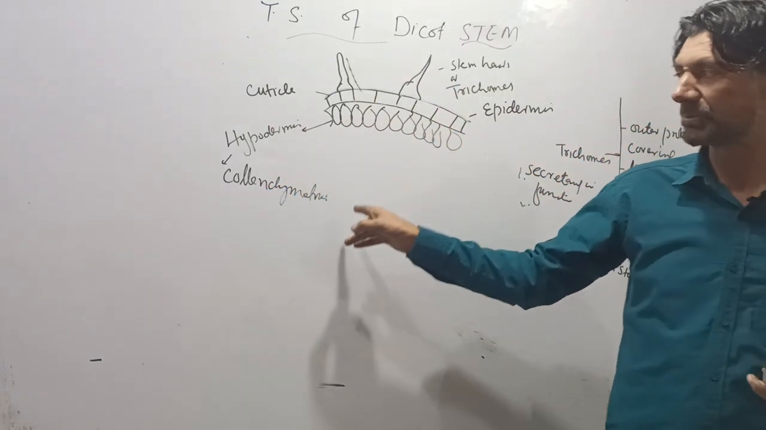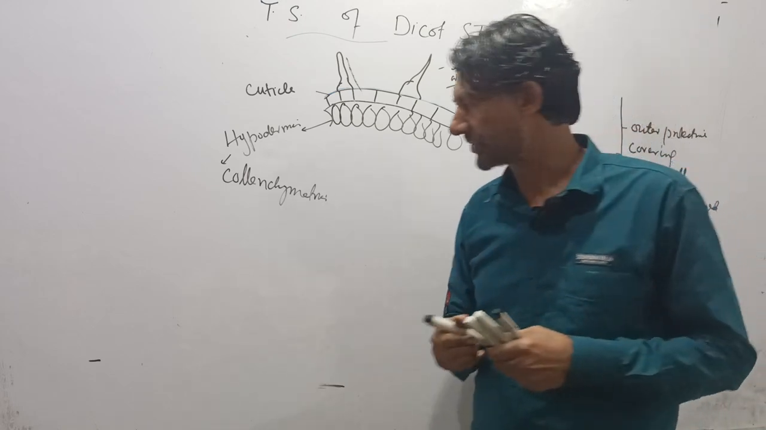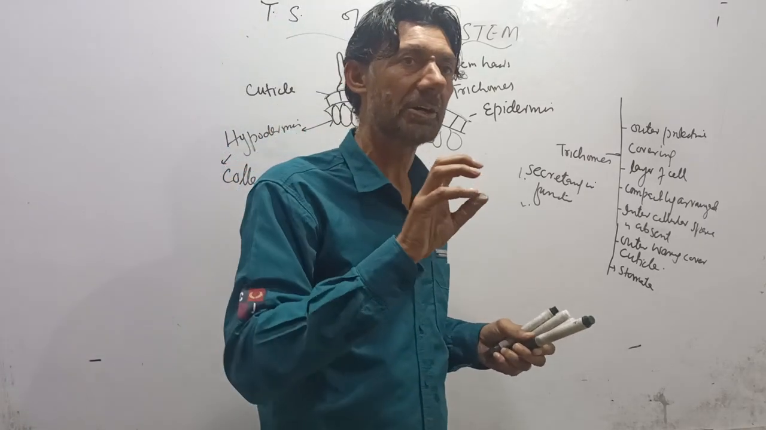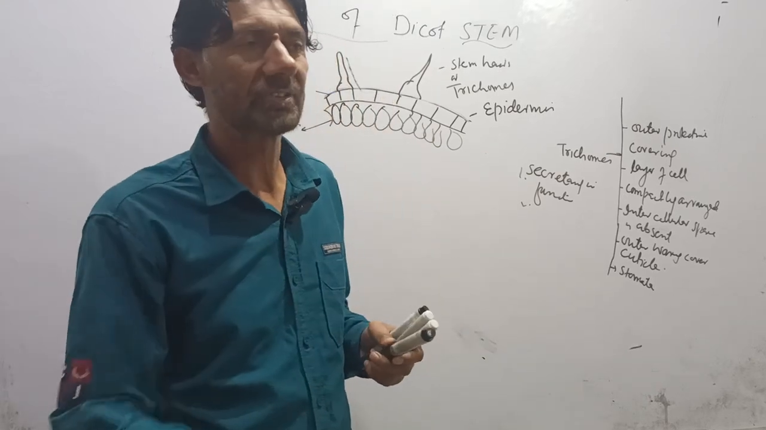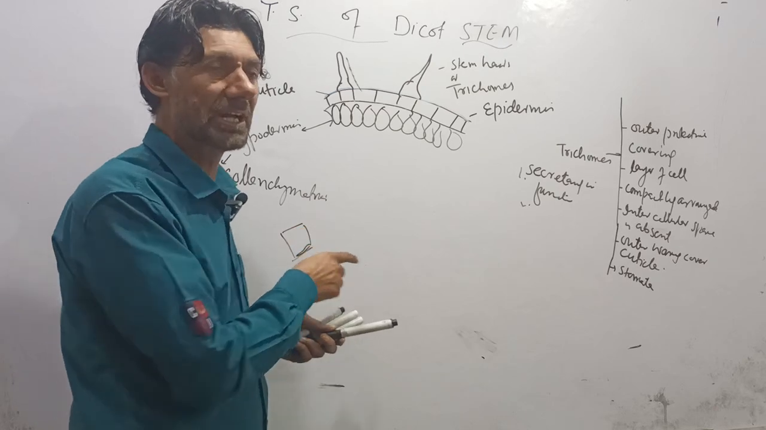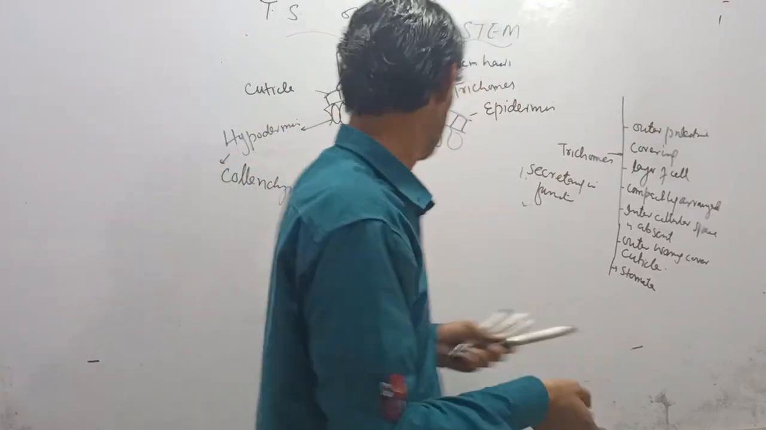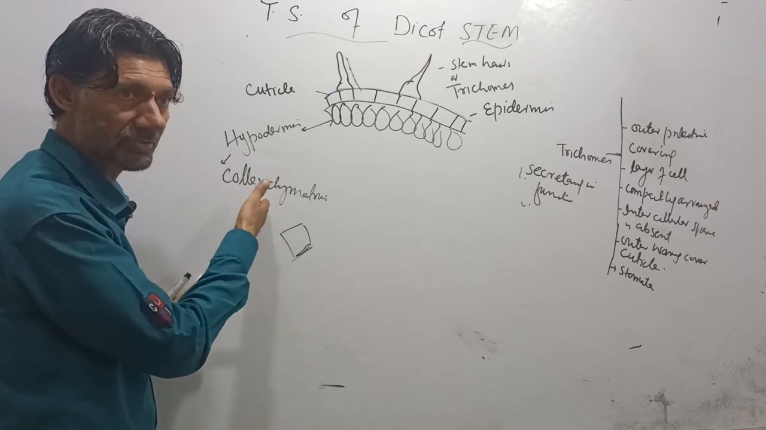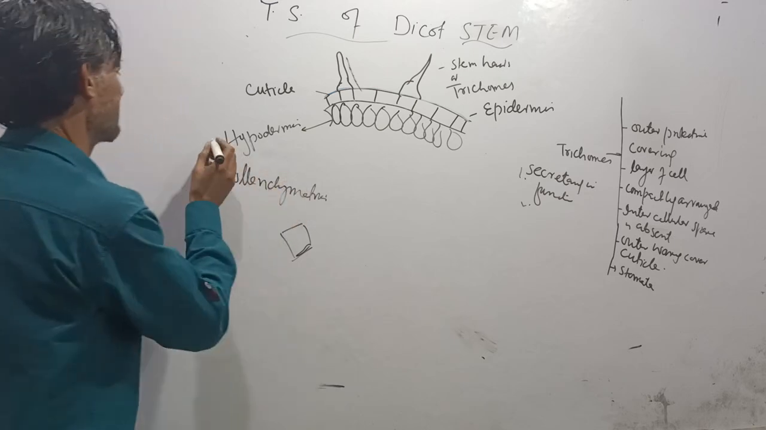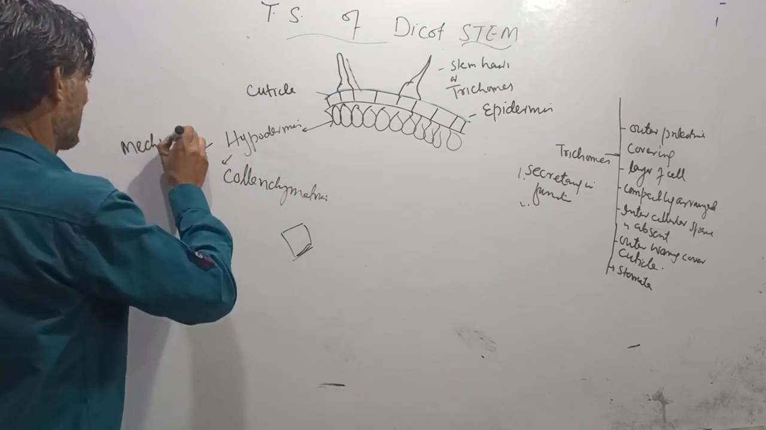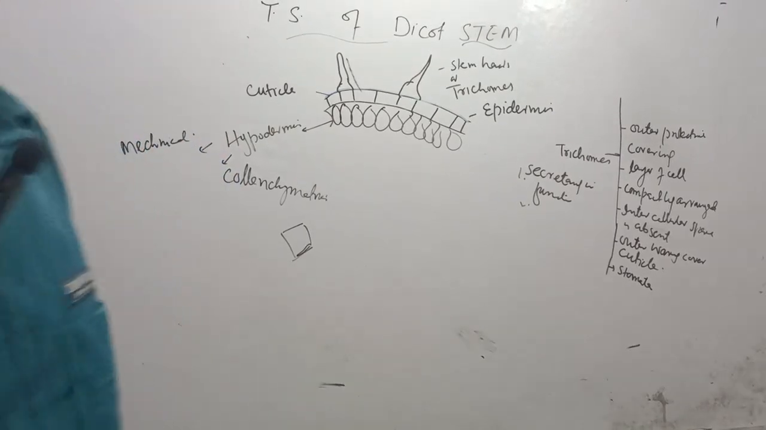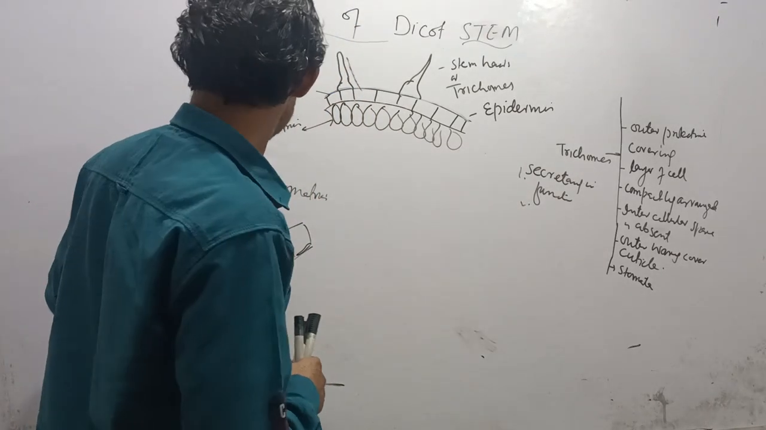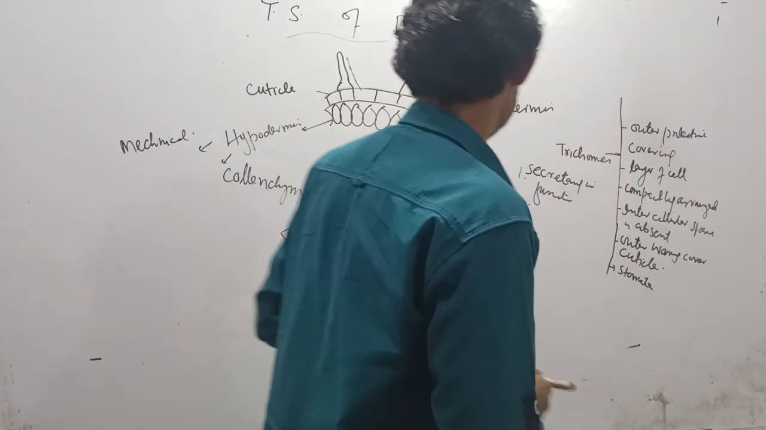The cell walls of collenchyma have deposition of cellulose and pectin, which make them thick, and so they give mechanical strength to the plant. The hypodermis is made up of collenchyma cells, so it gives mechanical strength in plants.